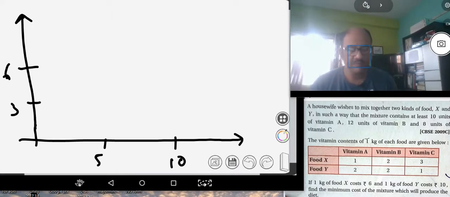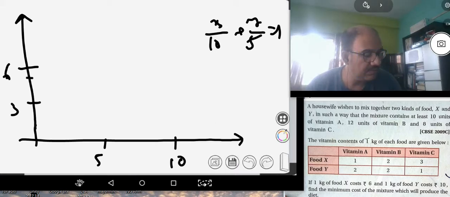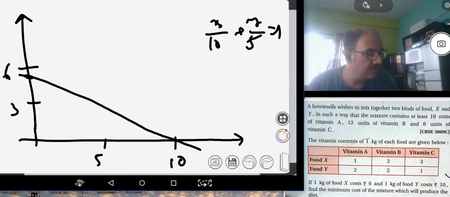The first equation was x plus 2y greater than or equal to 10. If you plot that, this will be x by 10 plus y by 5 equals 1. So that means this is y equals 5 and this is x equals 10. So these 2 points are joined. I'm doing it a little fast because we have already done that.